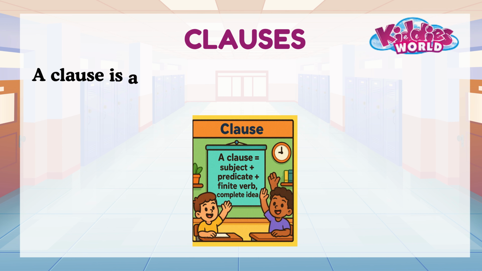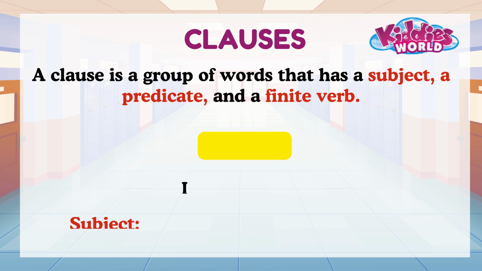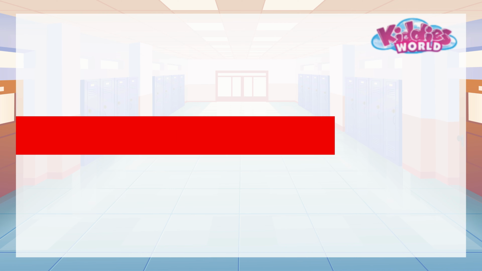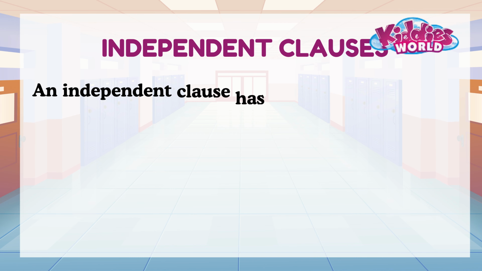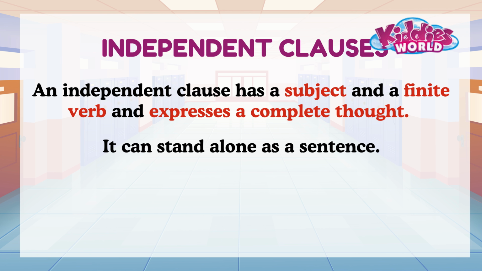A clause is a group of words that has a subject, a predicate, and a finite verb. Check the examples. I am a doctor. Types of clauses. Independent clauses. An independent clause has a subject and a finite verb and expresses a complete thought. It can stand alone as a sentence.